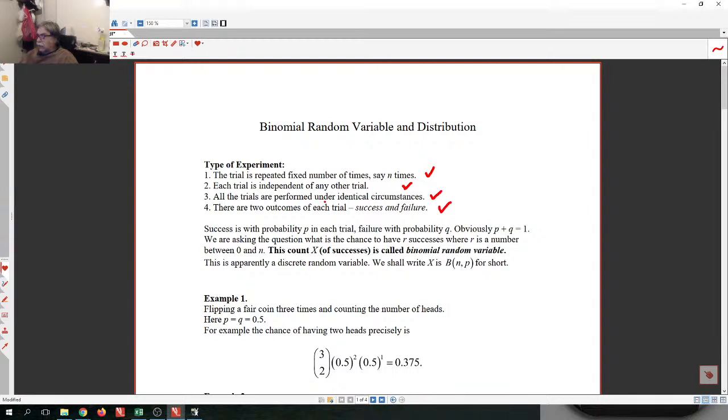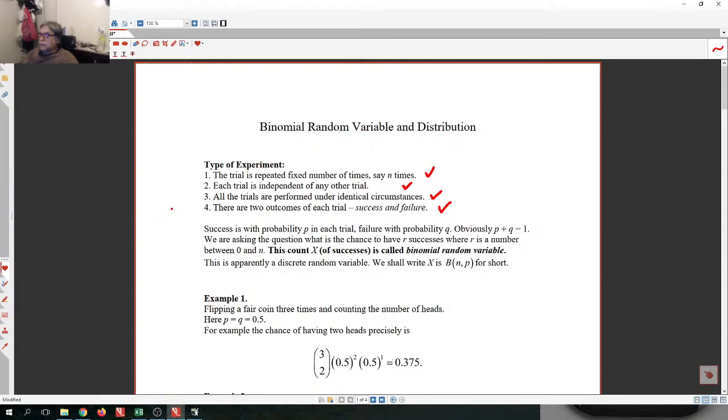All the trials are performed under identical circumstances. Again, they might not be the case. One person might be much older, so it's less likely to cheat. Somebody might be much younger, more likely. Somebody is moral, somebody is less moral, and so on. But in that case, you really need to know what's the story. You cannot assume that unless you have that information. So you have to assume identical circumstances.